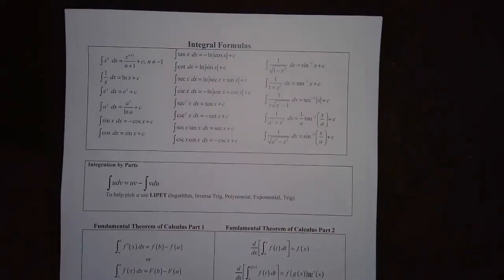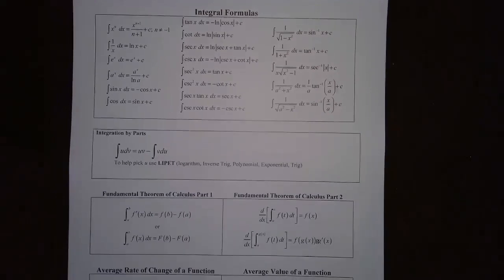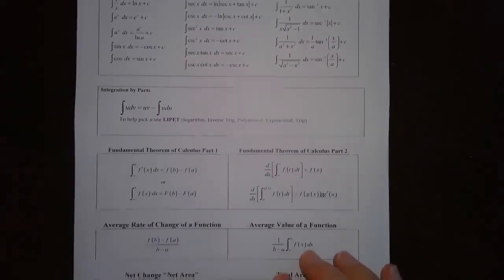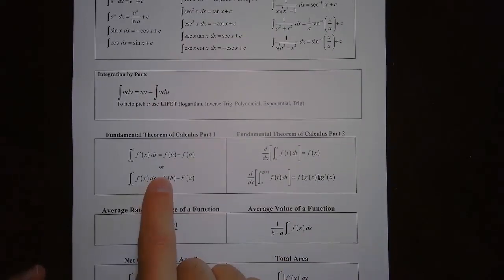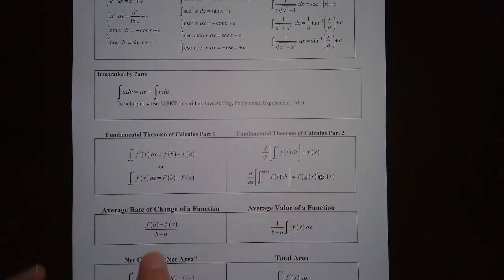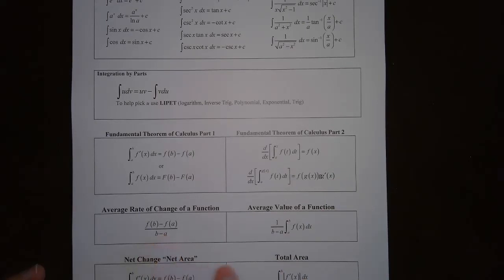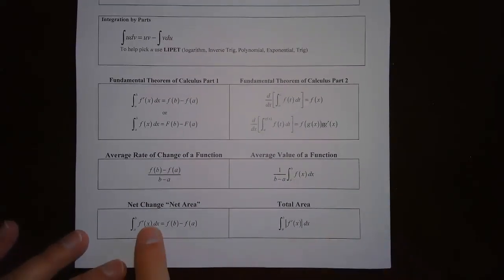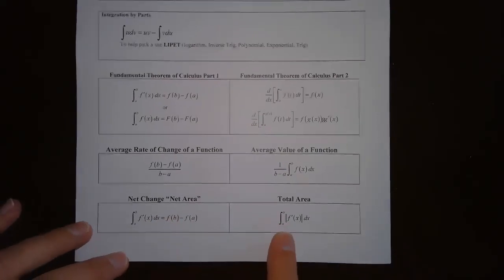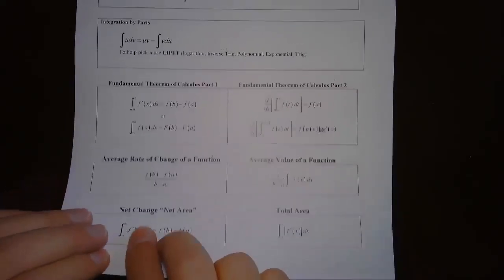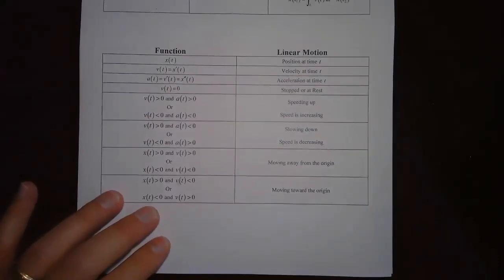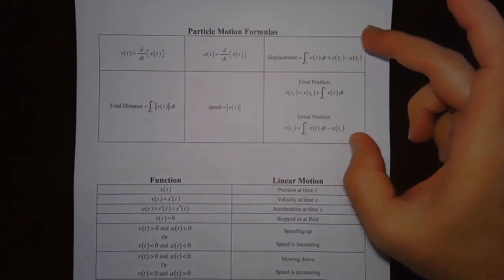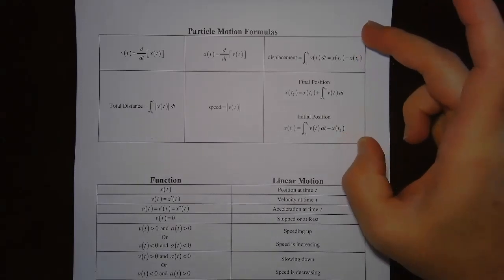Turning to the next page, you have your integral formulas, integration by parts. Remember to use LIPET. Fundamental theorem of calculus part 1, part 2, average rate of change of a function, average value of a function, net change or net area, and then total area. Two different versions of area. Particle motion formulas, okay? All of that you need to know.